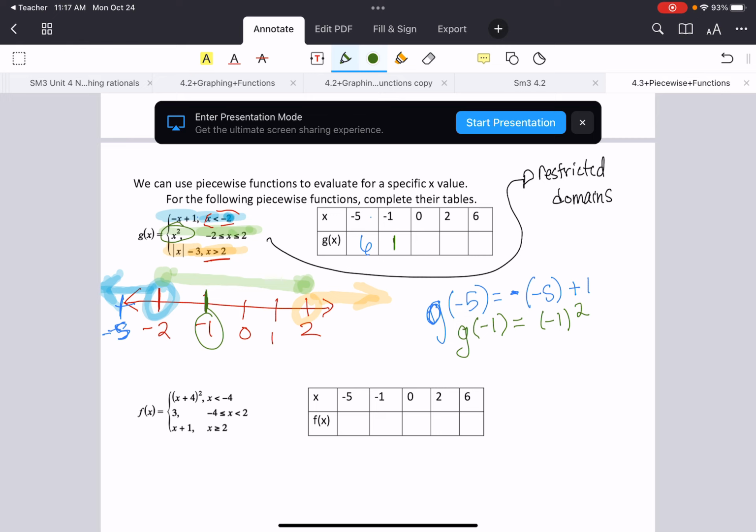Aiden, where are we going to put the 0? Where on the number line is the 0? In the middle. Is it in the blue, green, or yellow section then? Oh, green. It looks like yellow. Oh, you're right, it does. Here, this is darker. Okay, so then we're going to do g of 0 equals 0 squared.